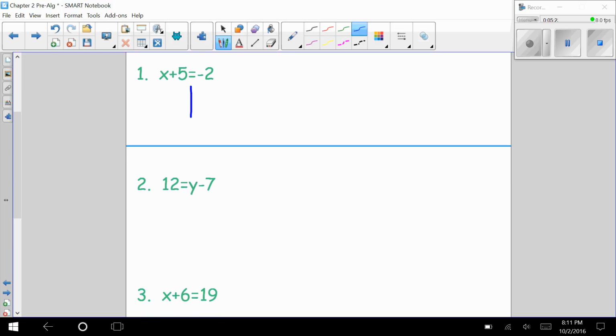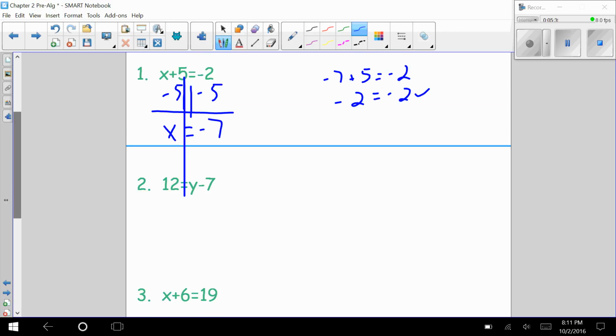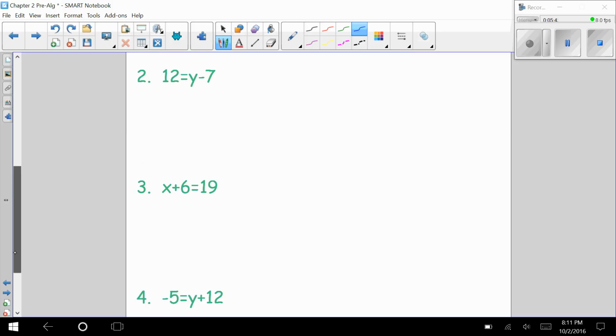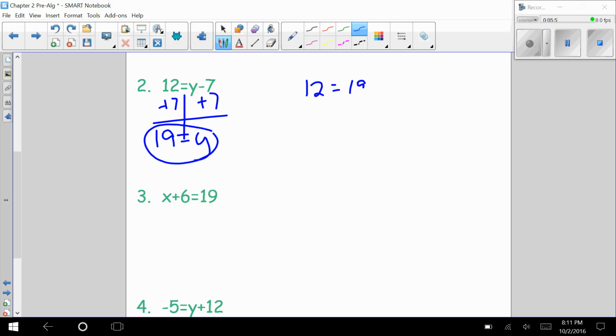The first problem, we are going to subtract 5 from each side. We'll end up with x equals negative 7. To check, we have negative 7 plus 5 equals negative 2. Negative 2 it is. For number 2, we have 12 equals y minus 7. I'll draw my wall. I'm going to add 7 in this case. 12 plus 7 is 19 equals y. To check, we have 12 equals 19 minus 7. 19 minus 7 is 12.